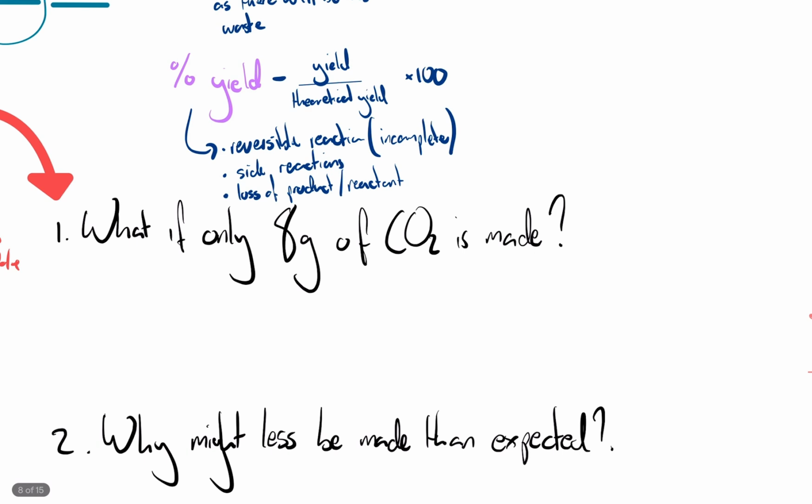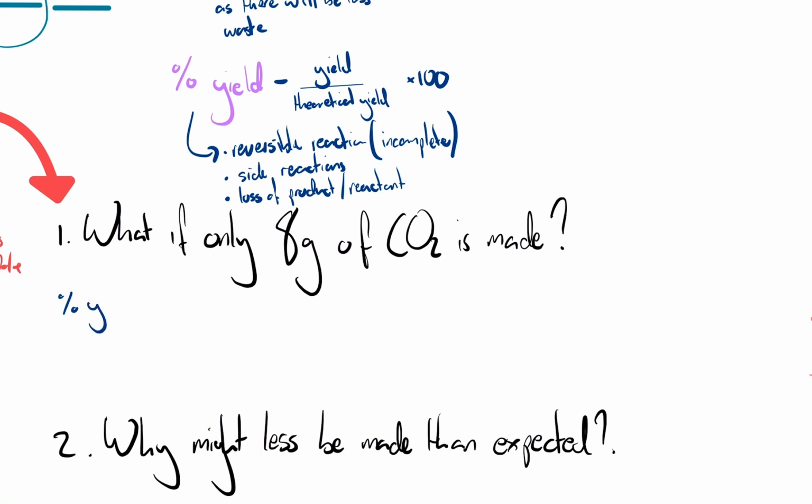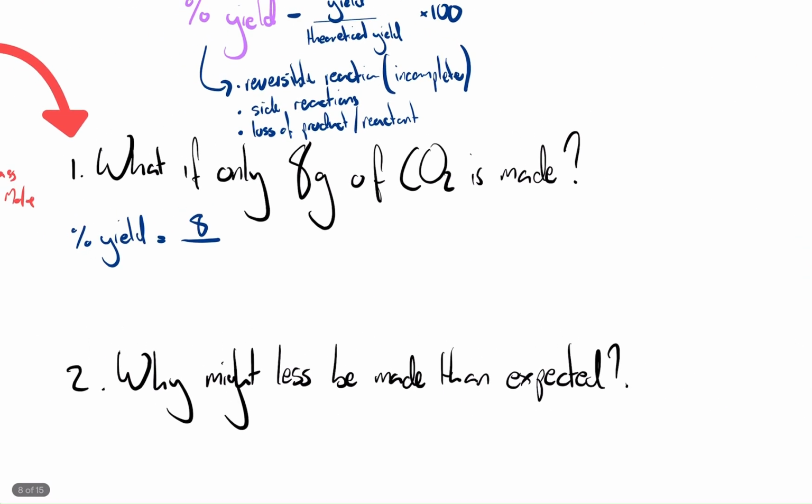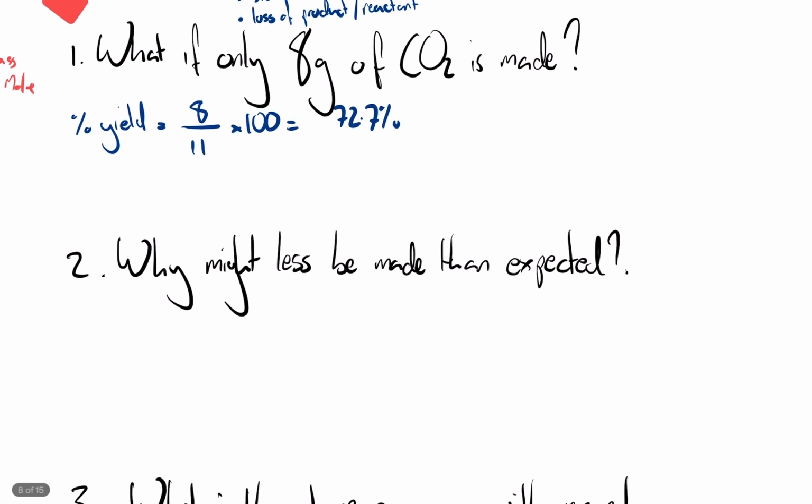So here, to work out our percentage yield, we're going to do our actual yield, which was 8 grams, as it tells us, divided by our theoretical yield, which is 11 here, sorry. Times by 100 in order to convert that into a percentage. And there we get to 72.7%.